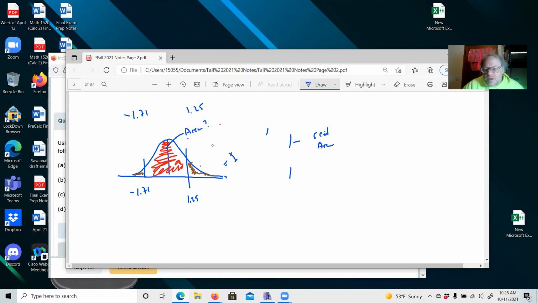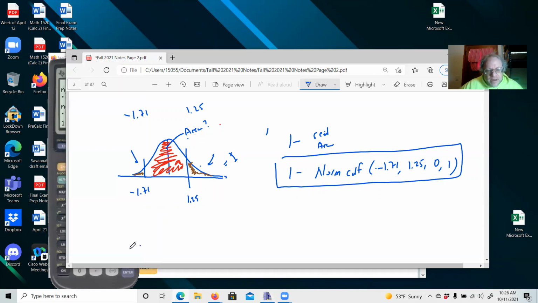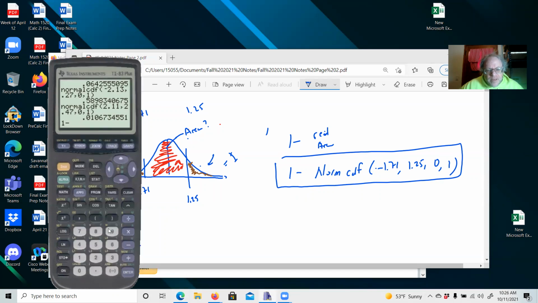Okay, so 1 minus norm CDF of the low number, negative 1.71, the high number, 1.25, standard normal, 0, 1. Okay, and that's going to be how we get the outside areas here. So 1 minus, second function distribution. There's our norm CDF. So remember, we already have the 1 minus in here. We don't need to do any more. So it doesn't need to be a two-step problem. It's just a one-step problem.